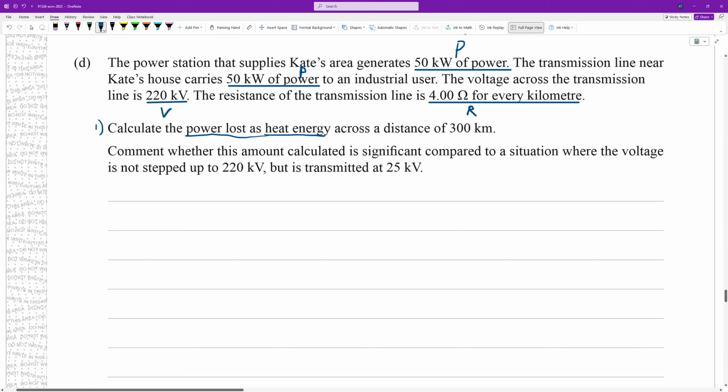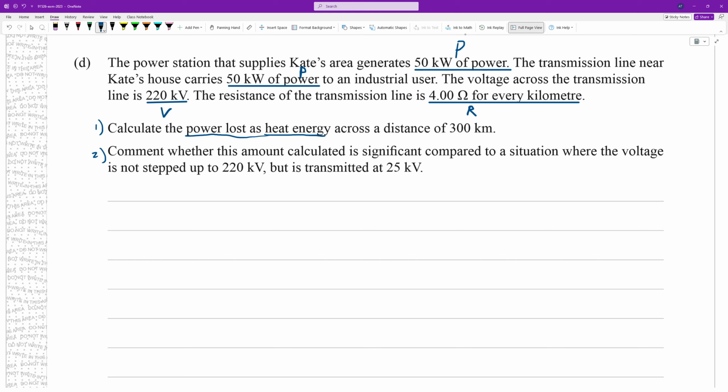So actually it's the power lost, right? As opposed to just energy, because we're not given a time. And then part 2, comment whether this amount is significant compared to if the voltage is not 220,000, but is only 25,000. Cool, so spoiler alert, the reason why we have high voltage power lines to transmit electricity is because it reduces the amount lost as heat.